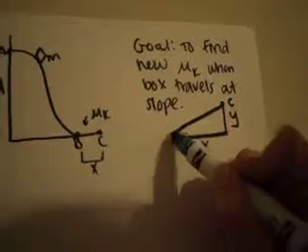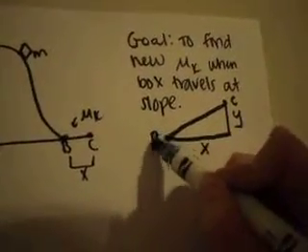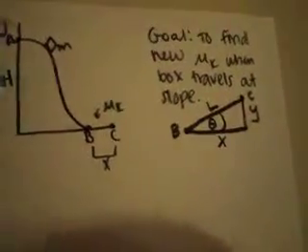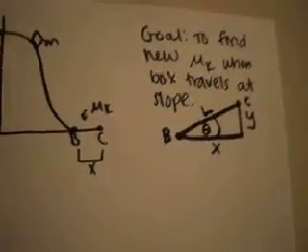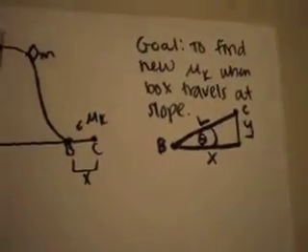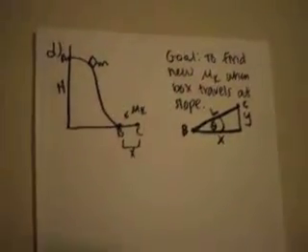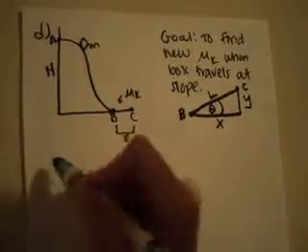Answer the question posed in part C, which was determine the coefficient of friction so that the box comes to rest at point C. So basically what we're doing here is finding the coefficient of friction if the box is traveling on a slope after it hits point B. So we're going to use the conservation of energy to solve this problem.